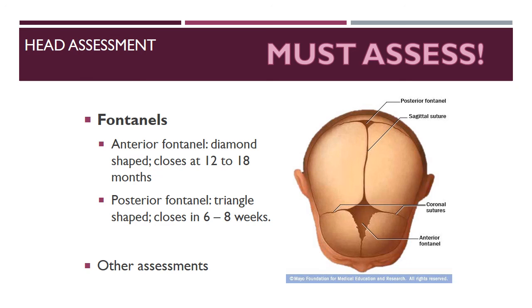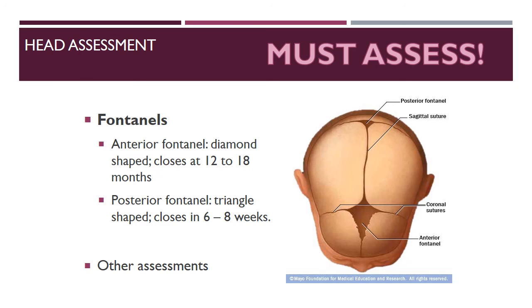As far as other assessments for the head, measuring the head circumference is really huge, because if there's an abnormal increase in the circumference of the head, that can be a bigger issue as well. There could be some hydrocephalus, and we'll talk about that later in the course, along with some other issues. So the biggest thing you need to know is that measuring the head circumference is important, because an increased circumference can mean a bigger issue.